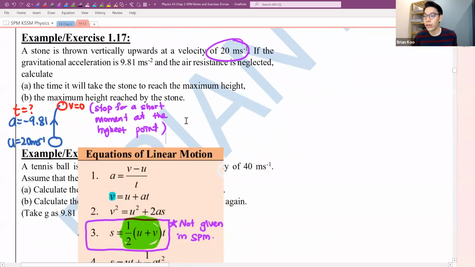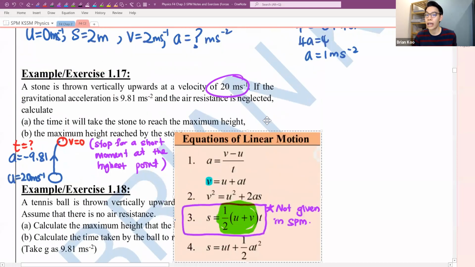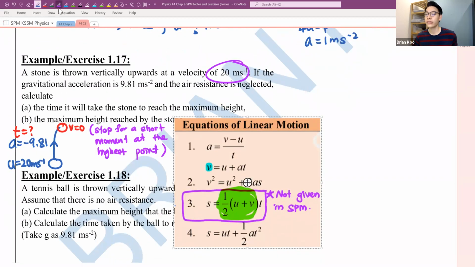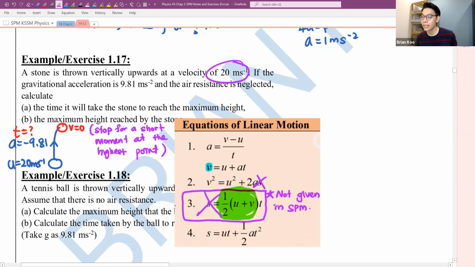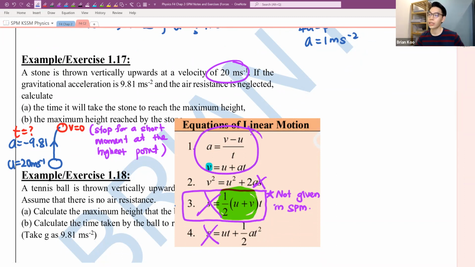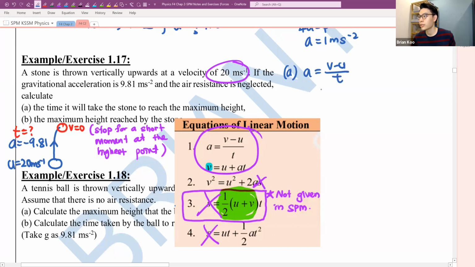Okay, so we know what equation to use here. I don't want anything that has S. Don't want S, don't want S, don't want S. So it's equation number 1. You can use the one on top or the one at the bottom, up to you. I just use the normal acceleration formula. Acceleration is equal to V minus U over T. Acceleration is negative 9.81. V is 0. U is 20. T is just T.